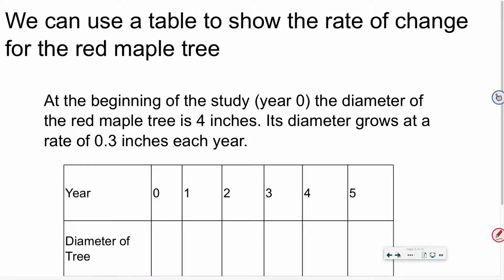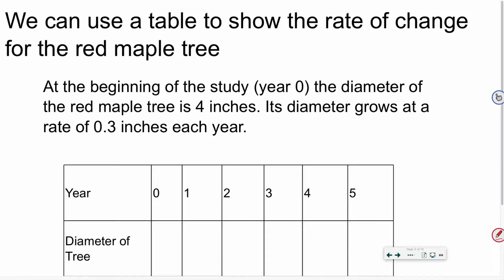So let's take this table here, which a lot of us like working with tables because you're very comfortable, especially coming from 7th grade, working with tables. So at the beginning of the study in year 0, the diameter of the red maple is 4 inches, and then it grows 0.3 inches per year. Who can help me fill in this table for the red maple? What values can I put in the diameter spaces? For 1, you can put 0.3. For 1? Do I want to put that for 1?